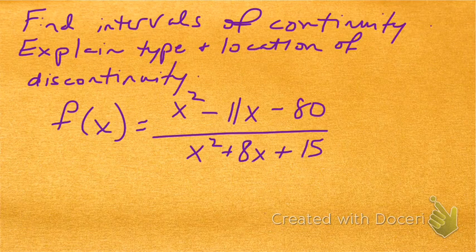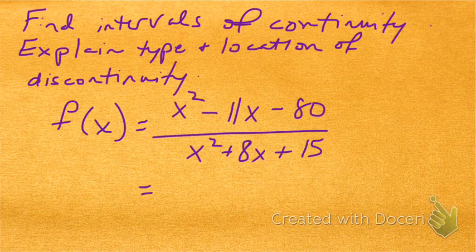Where is this function continuous? Well, where is it not continuous? Let's find out where it's not continuous, and we'll classify those points of discontinuity. What we have is a rational function. We know that the bottom can't be 0.